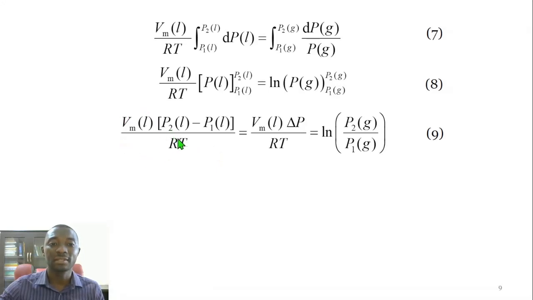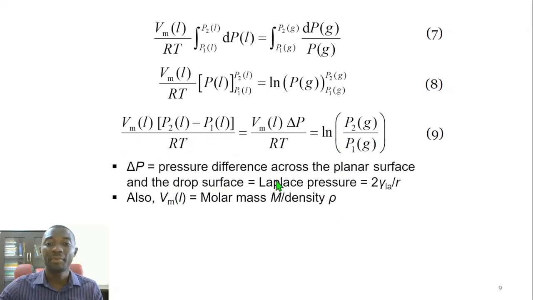Of course, this is a constant, this is a constant, we haven't done anything with it. P_2L minus P_1L represents the change in pressure across the curved drop surface. And that represents our change in pressure, as you see there. And of course, this expands to give this expression on the right hand side. This is the pressure difference across the planar surface and the drop surface, and it equals the Laplace pressure, which is 2γ_LA divided by R.